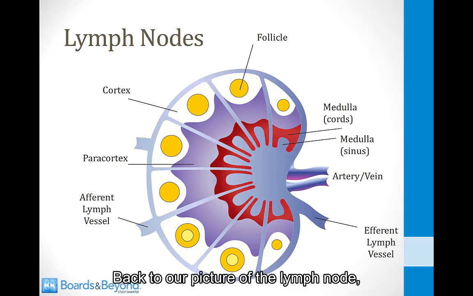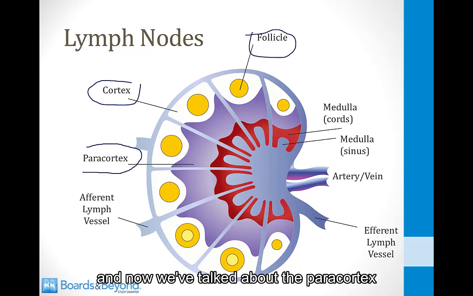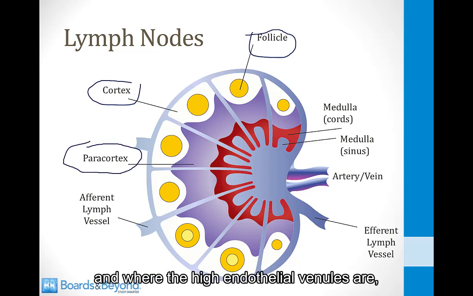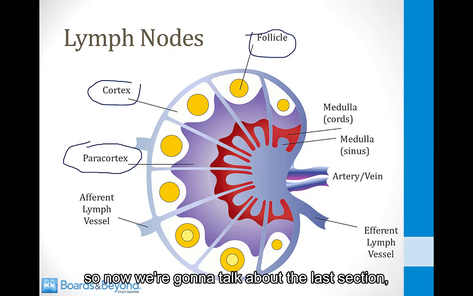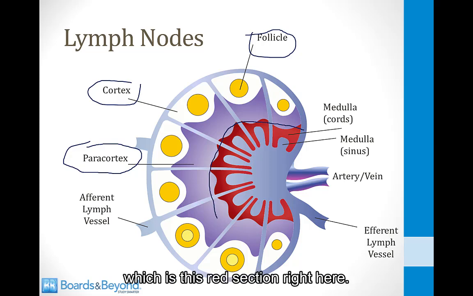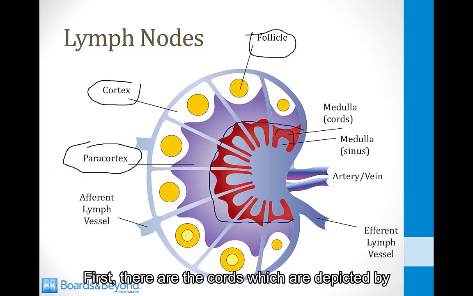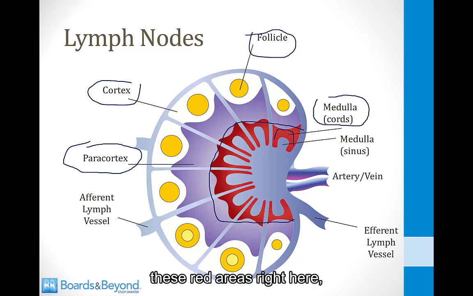Back to our picture of the lymph node, we've talked about the cortex and the follicles, and now we've talked about the paracortex where the T cells live and where the high endothelial venules are. So now we're going to talk about the last section, the innermost section of the lymph node, and that's the medulla, which is this red section right here. And there are two portions of the medulla that each do different things. First, there are the cords, which are depicted by these red areas right here. And then those cords make little cavities, which are these sinuses right here.